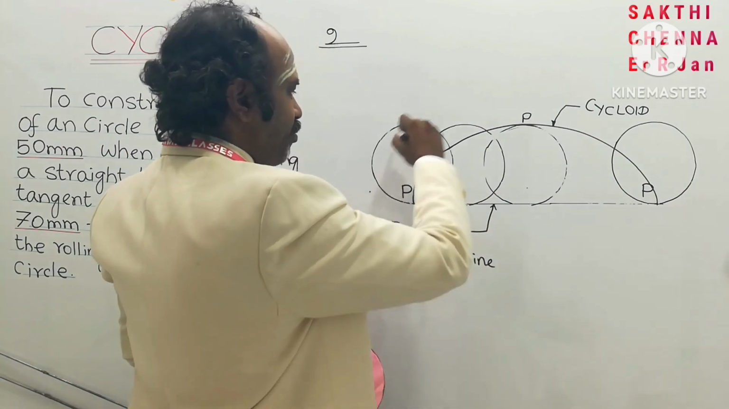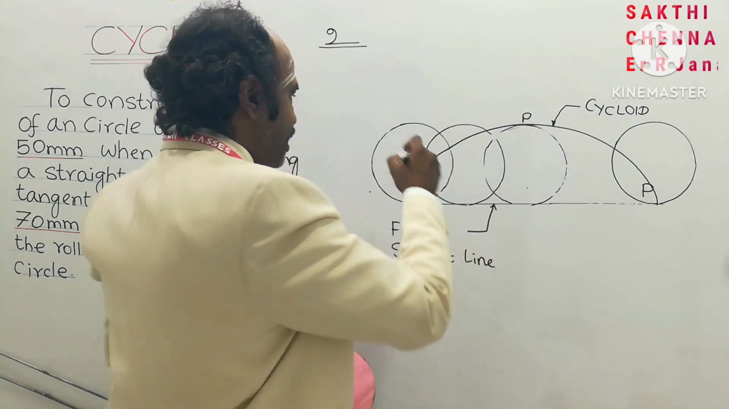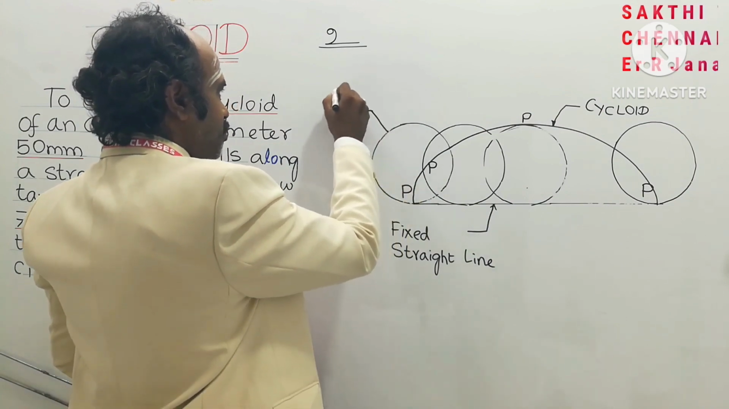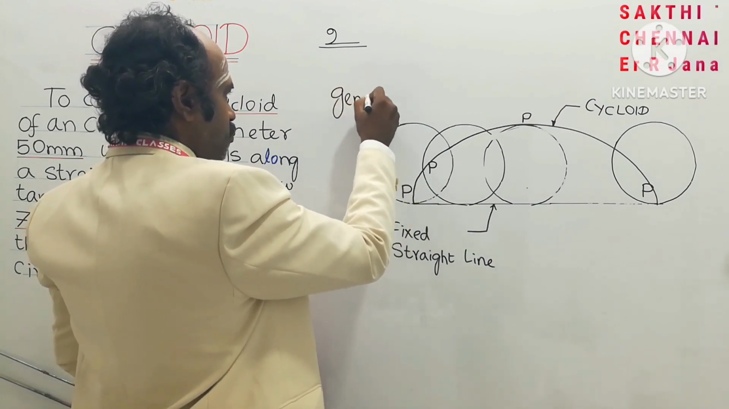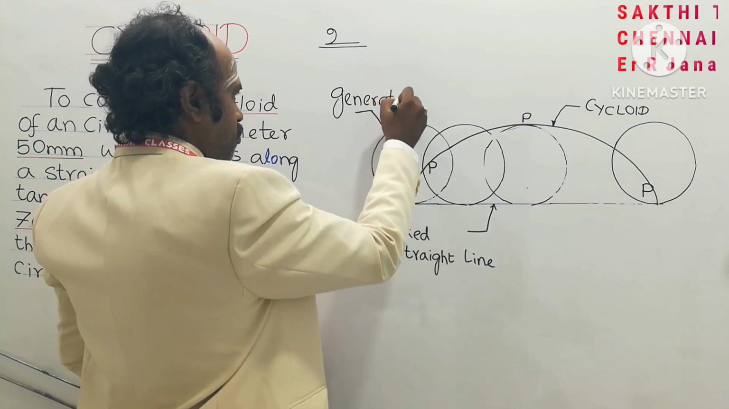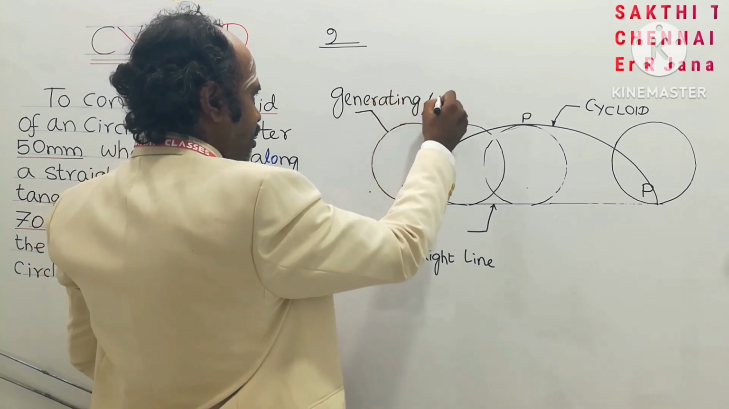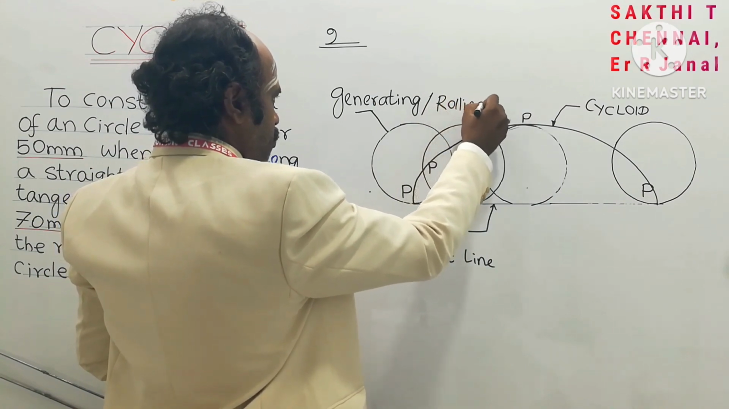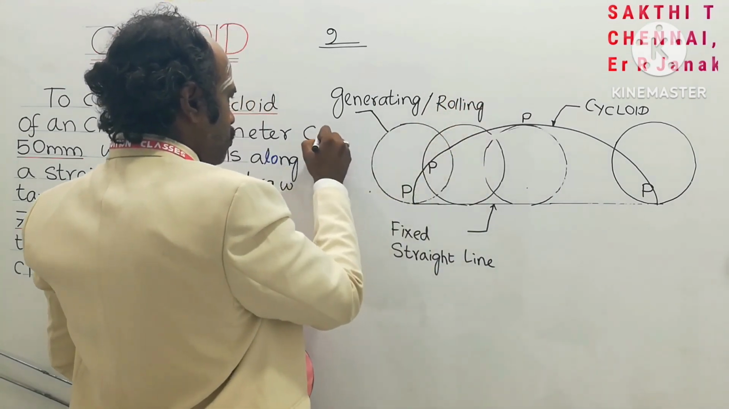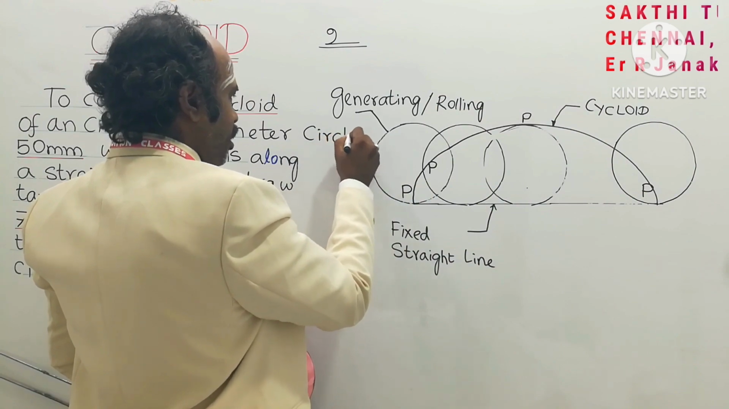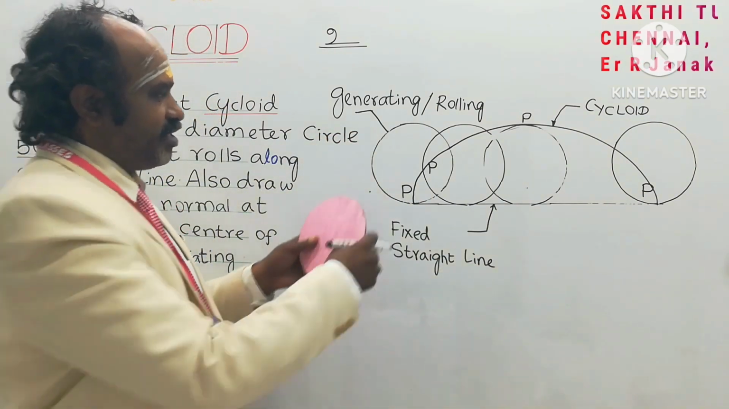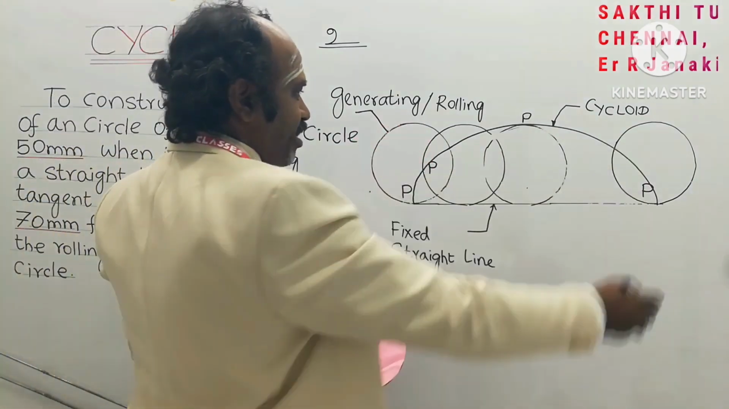So this is for one complete rotation of the rolling circle. This circle is called as rolling circle or generating circle, which is rolled along the fixed straight line. This is for one complete revolution of the rolling circle. The curve generated is called a cycloid.